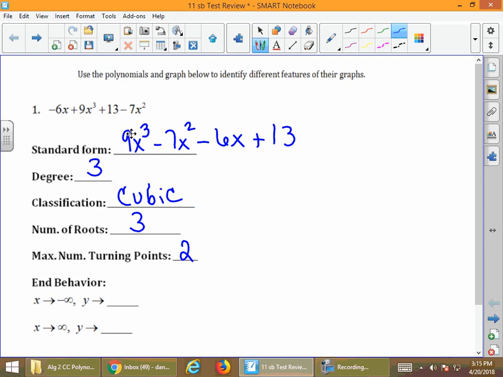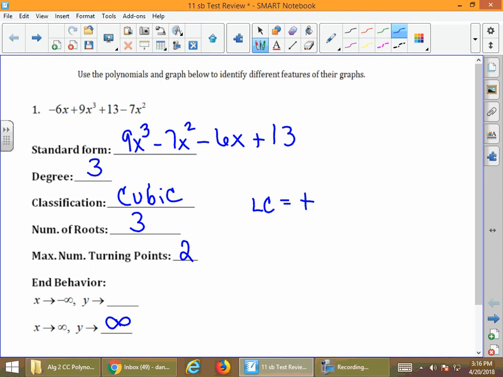And finally, to determine our end behavior, what we do is we look at the leading coefficient. The leading coefficient in this graph happens to be the 9. It's the number in front of the x cubed term, and 9 happens to be positive. And when we're looking at our end behavior and we're not using our calculator to figure it out, what we know is that our graph to the far right is going to end up going towards positive infinity. So as x approaches positive infinity, y is also going to approach positive infinity because our leading coefficient is positive.